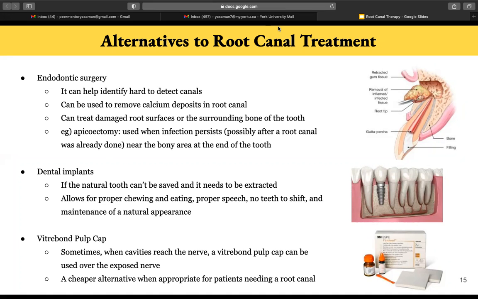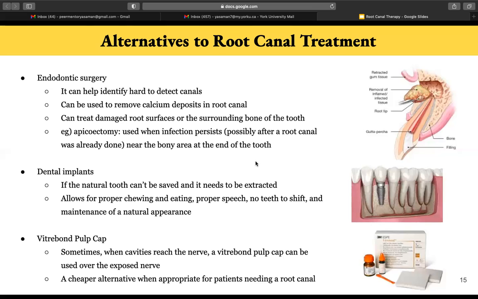Another alternative is dental implants, and this is usually done when the natural tooth can no longer be saved and needs to be extracted and replaced with a dental implant, which is shown in the second image on the right, where we see that screw. That's an example of a dental implant. The point of this is to allow for proper chewing and eating, proper speech, to ensure that no teeth get shifted, and overall to maintain the natural appearance of the teeth.